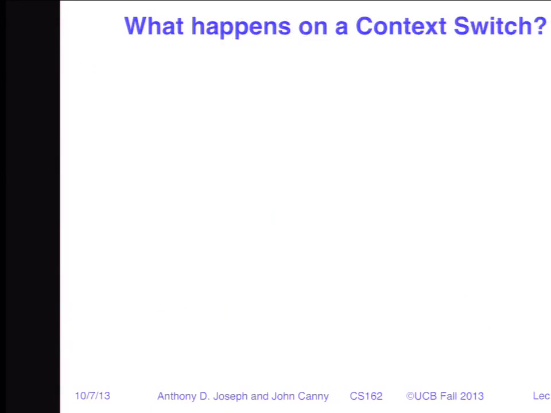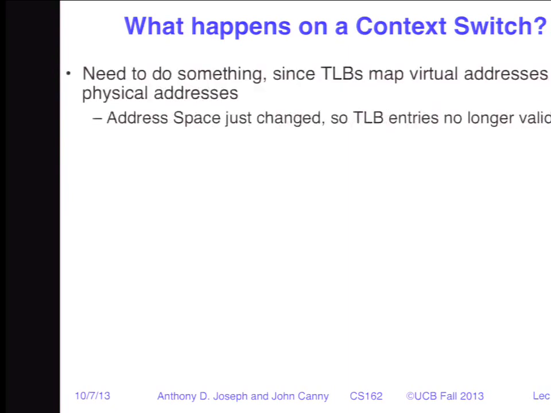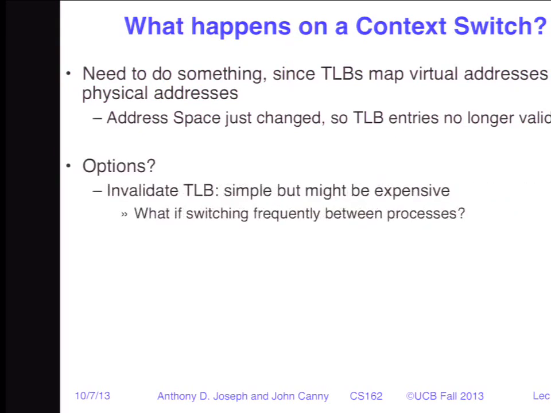Okay, so what happens on a context switch? We have a problem, right? Because the TLB is mapping virtual page numbers to physical page numbers. So we have to do something. We've changed the address space, so that mapping is no longer valid. So we have a couple of choices. One choice is to invalidate the entire TLB. This is called flushing the TLB. Very simple, easy to implement. Just mark every entry as 0 and invalid.